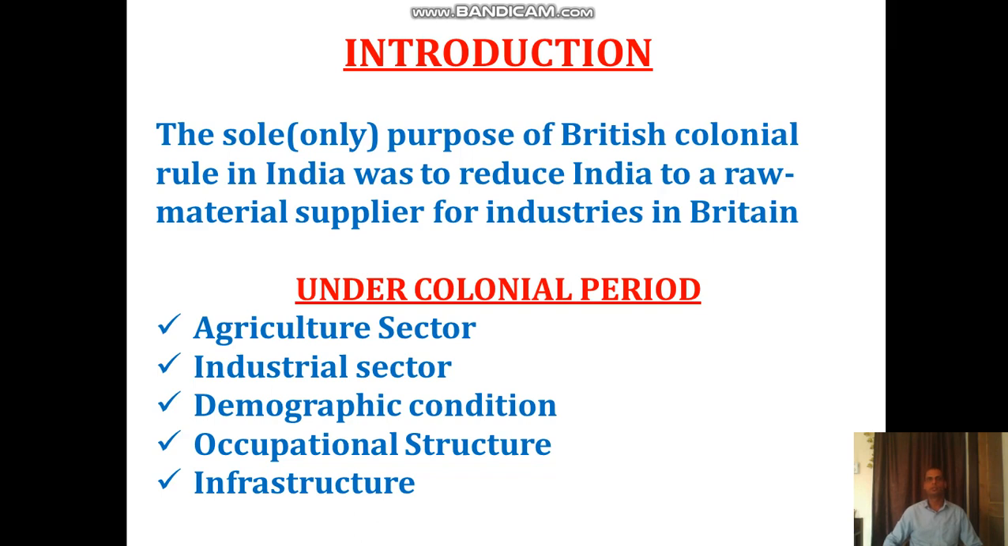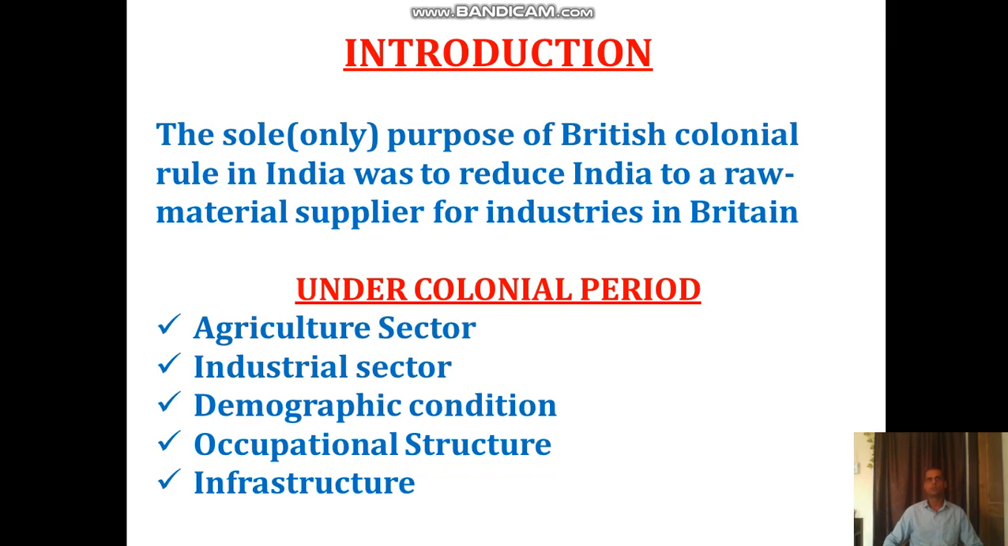The purpose of British colonial rule in India was to reduce India to a raw material supplier for industries in Britain. This is the objective of the Britishers, why they came to India and what their objective was. And in this particular chapter, we'll try to understand the agriculture sector under the colonial period, the industrial sector, and demographic conditions. Demography means the study of population.